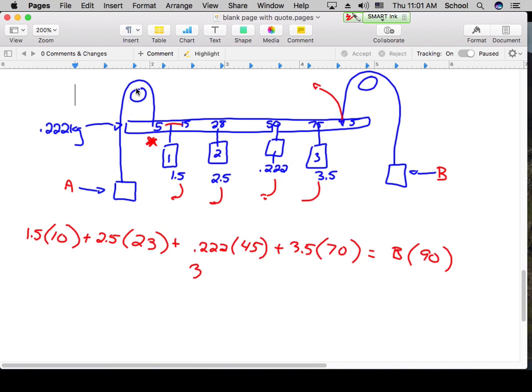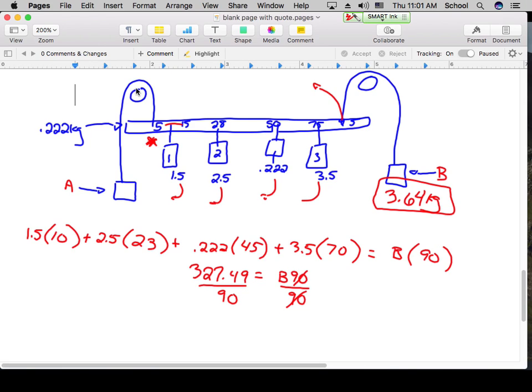So we get here 327.49 equals B times 90. So clearly we need to divide those sides by 90. So B must be a mass of 3.64. So we grab it over here.